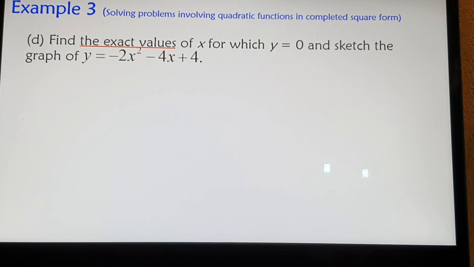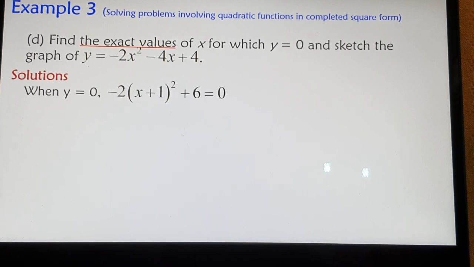Okay, this one. Find the exact values of x for which y equals 0 and sketch the graph of this one. Okay, how do I do that? What we do is this. I actually taught you this in class. I don't know whether you still remember or not. We already have the completed square form. I told you this completed square form can help you to solve quadratic equations, right?